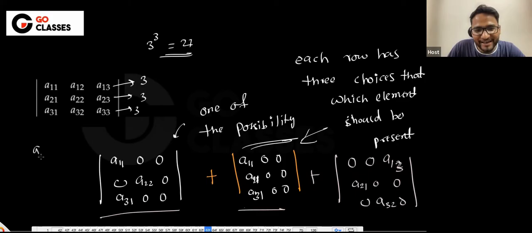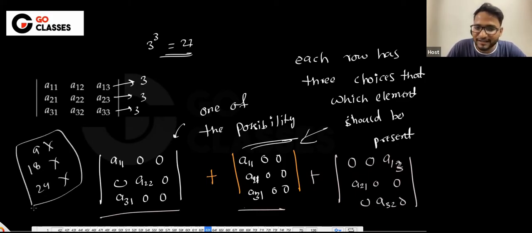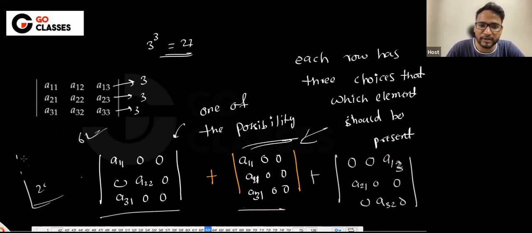It is not 9. It is not 18. It is not 24. These are wrong. Maybe I can tell you the answer. Yeah, Nikhil is right. The answer is 6. We just need to think about how we are getting this 6. Only 6 combinations will survive out of those 27 combinations. Let's think about why only 6 will survive.